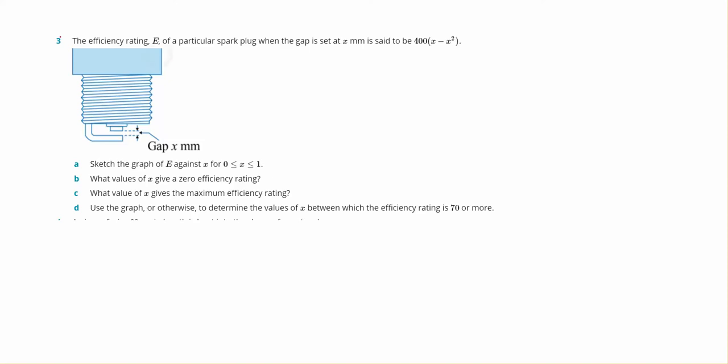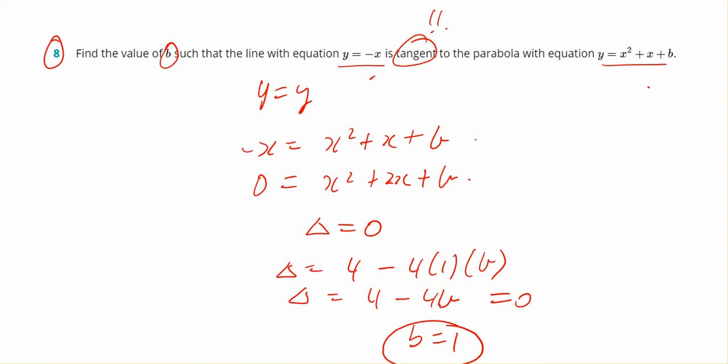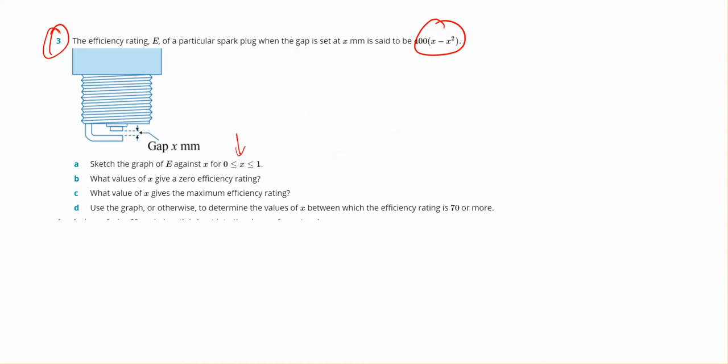Just for year 11 methods, we're going to look at question 3 from last exercise, 3L. So, application questions. It says the efficiency of a particular spark plug when the gap is set at x millimeters is set to be this. Okay, so sketch the graph between 0 and 1. Now, 0 and 1 gives you a range of x values to go from 0 to 1, so it gives you an idea of what the graph window should be.